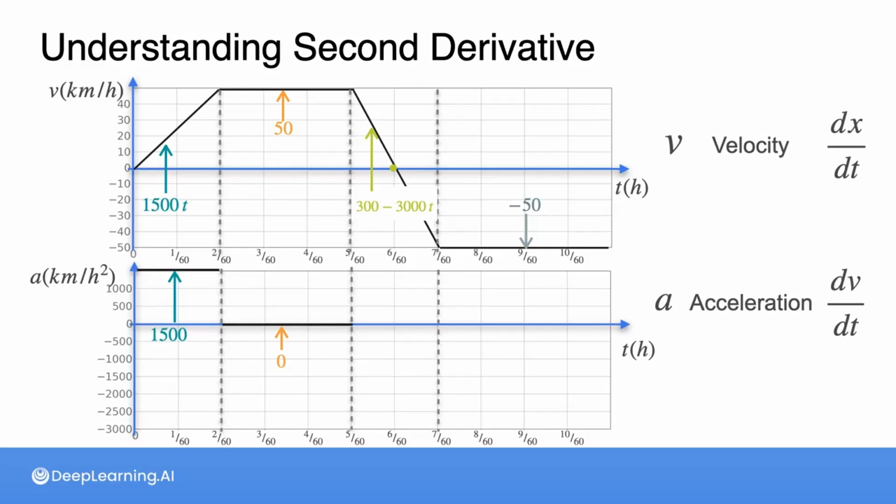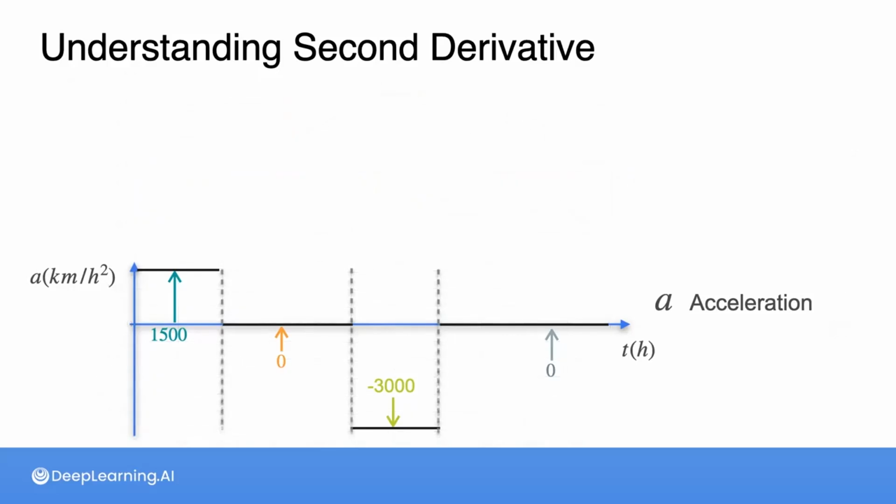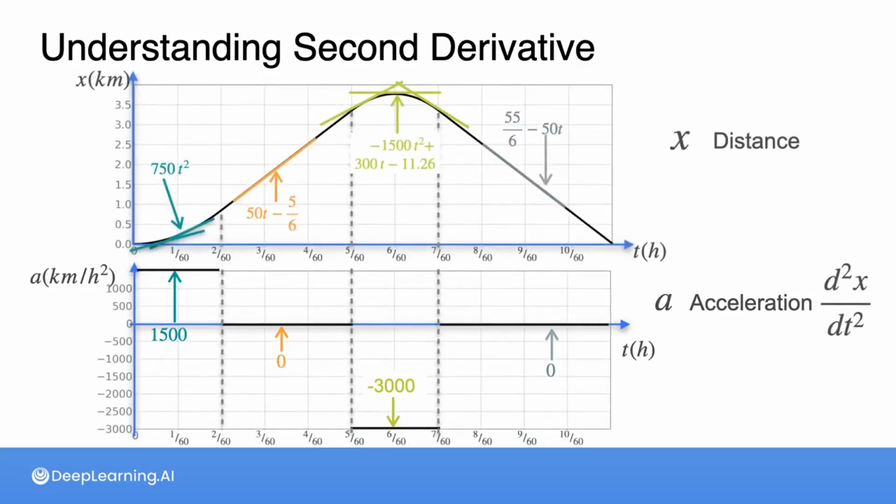Now between 5 and 7 minutes, your speed is again a line, but now with negative slope, because you're decelerating. Your acceleration is minus 3000 because you're decelerating. And finally, for the final stretch, you have an acceleration of 0 again, because you're going at a constant speed of minus 50. So when we put the first graph and the third graph together, we go from x to a, from distance all the way to acceleration.